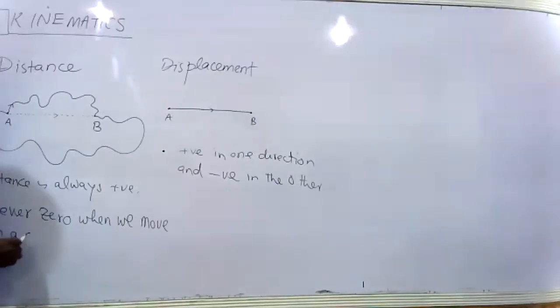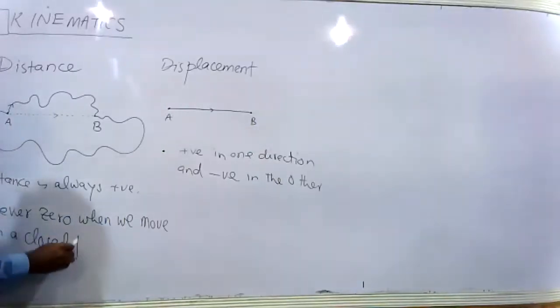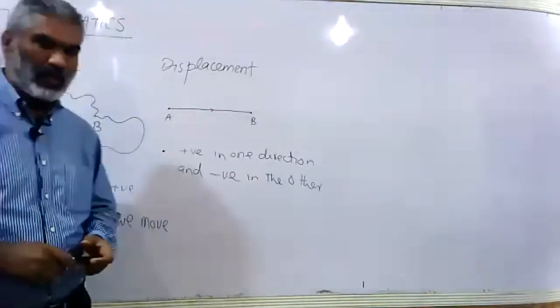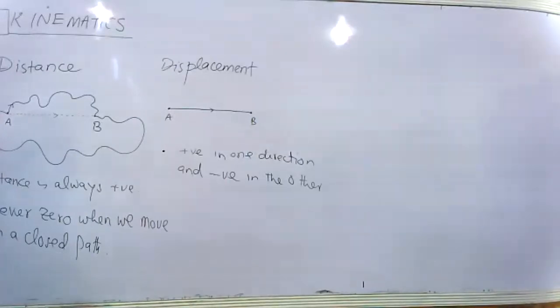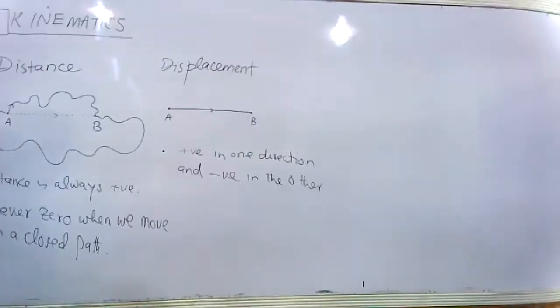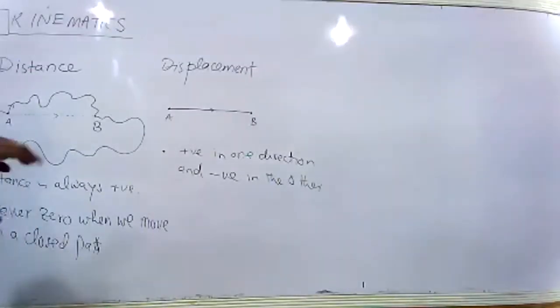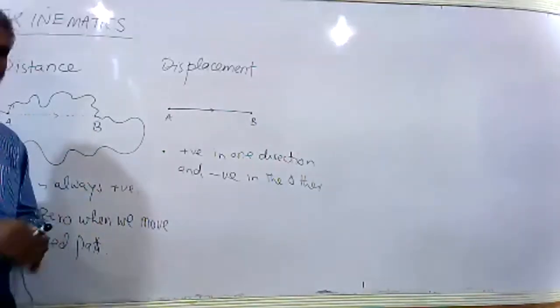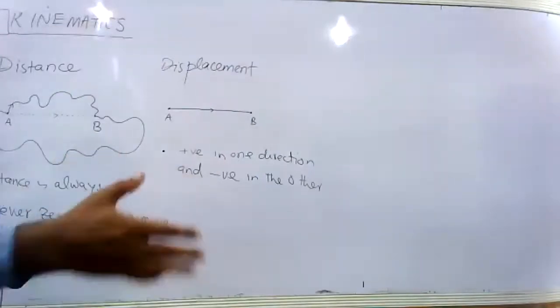in a closed path. In a closed path, which means we come back to our starting point, to where we started. So closed path means maybe in a circle, maybe in a rectangular path, you come back to exactly where you started. Distance is not zero in that case, whether it is a small closed path or a very large closed path. You travel around the world and you come back home, you calculate all that distance that you have traveled.